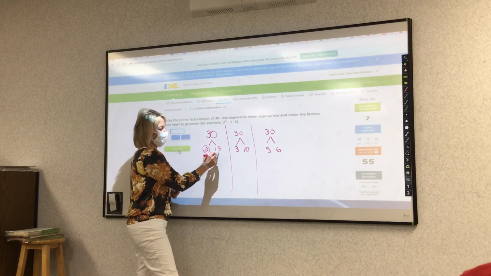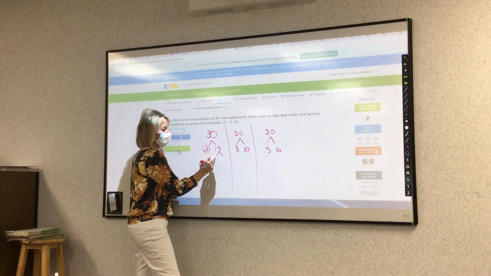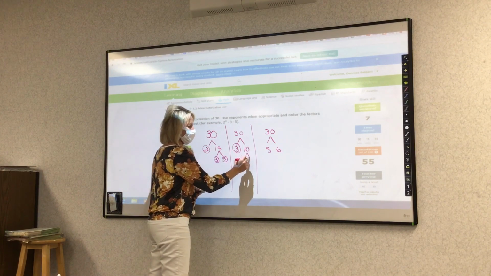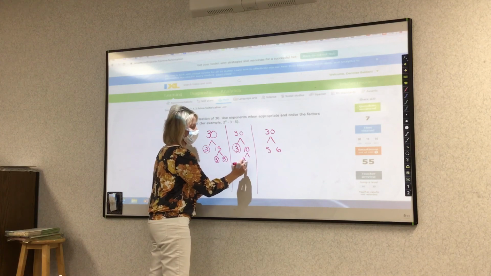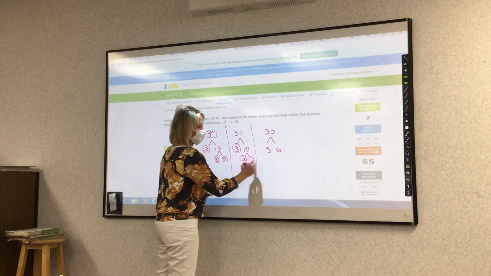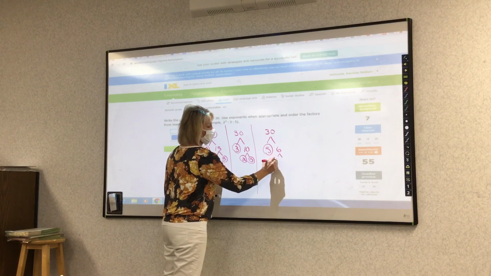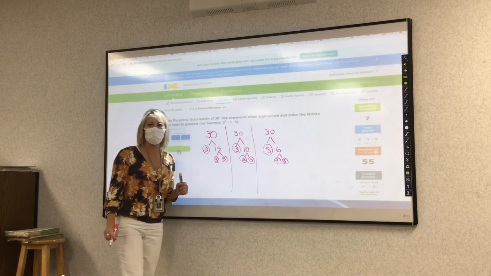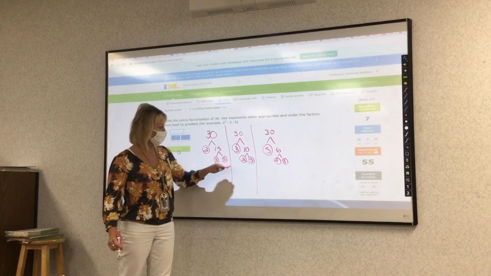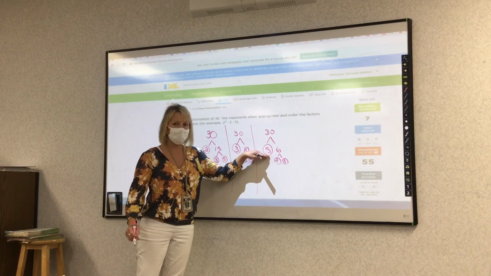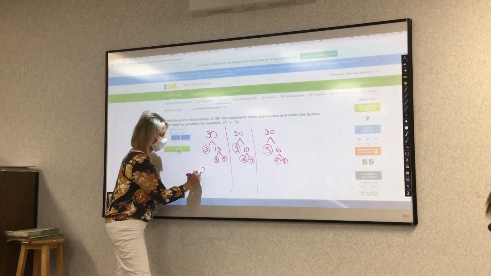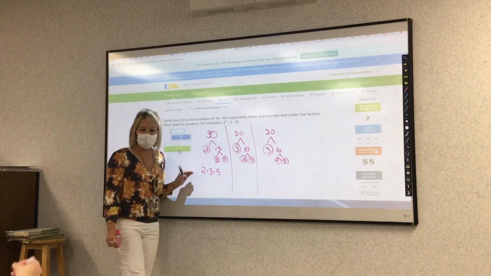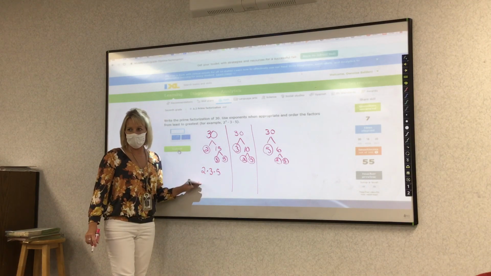2 is prime. So then to get 15 it is 3 and 5. 3 is prime. To get 10 you get 5 times 2 or 2 times 5. Those are prime. 5 is prime. To get 6, 3 and 2, or 2 and 3. The only thing you have to make sure of is that it is in the order 2, 3, 5. 2 times 3 times 5, because it needs to be least to greatest.